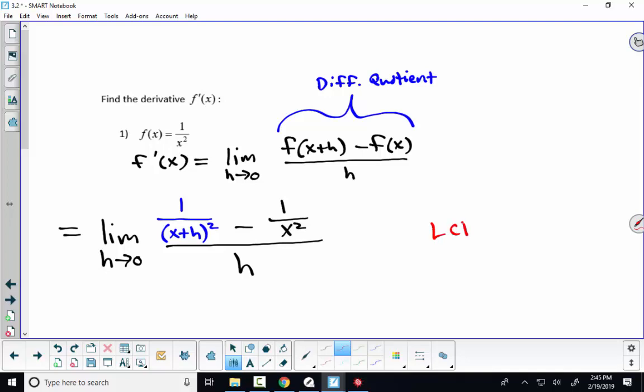What's the lowest common denominator? Maybe that's difficult, so let's just ask the question, what's a common denominator? X squared. But this one's not x squared either. X squared, x plus h squared. Yeah. It's just the denominators multiplied by one another.